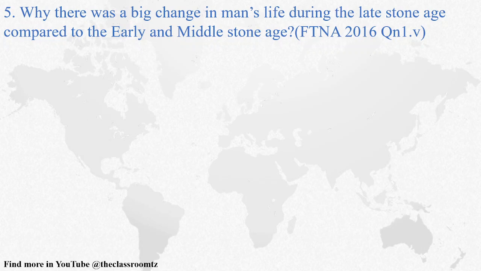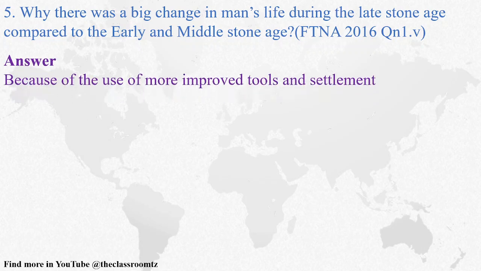So why are there high changes or more changes in late Stone Age than early and middle? The reason will be because of the use of more improved tools and the settlement. Remember, this is a multiple choice question, so we are limited to choose the correct answer. But if it were not multiple choice, there are so many reasons. But according to this question, and referring to the multiple choices, the answer was because of the use of more improved tools and settlement. How? I can explain more.